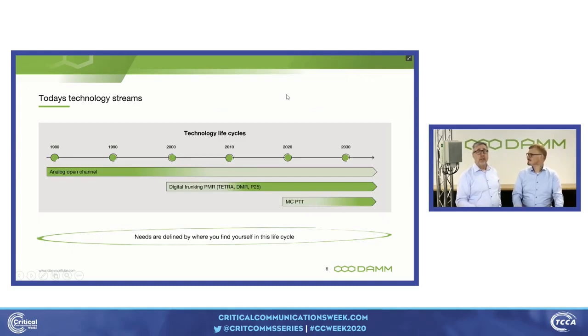So, without further ado, we'll jump into the technology life cycles that we experience today. If we have to put the available technologies of today into three boxes, it would probably be analog, digital trunking narrowband, and mission critical PTT/broadband. Analog is on its way out, I think that's fair to say. Nevertheless, it is a huge install base even today. Yeah, it's been on its way out for many years. Oh, yeah, I would imagine.